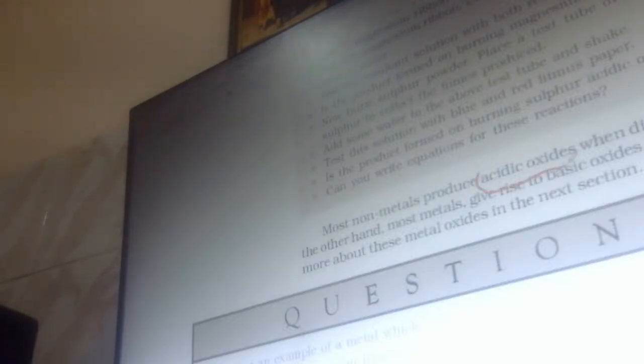Acidic oxides. Non-metals form acidic oxides, metals form basic oxides. This is a really interesting thing. Give an example: metal liquid at room temperature, Hg, mercury. Easily cut with a knife, sodium. Best conductor of electricity, silver, Ag.